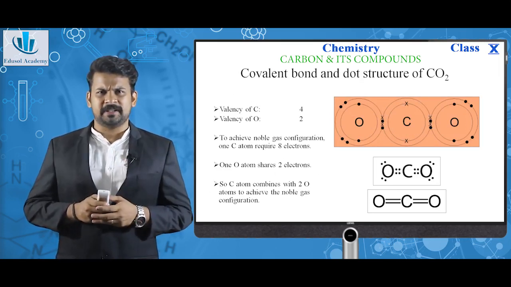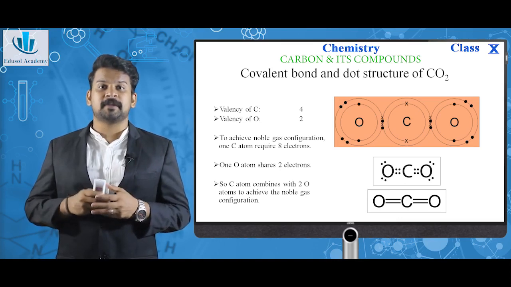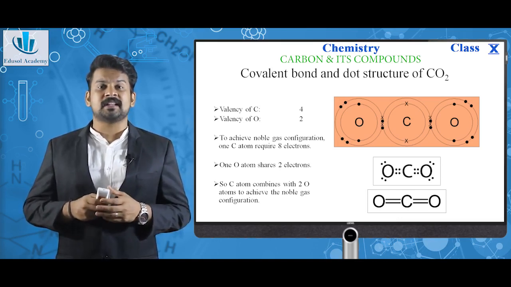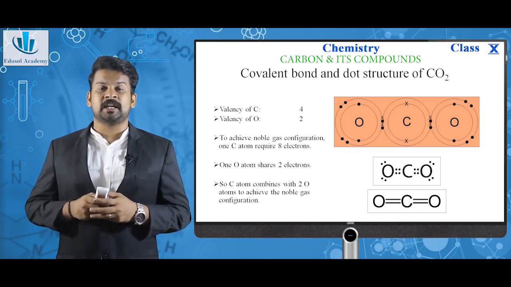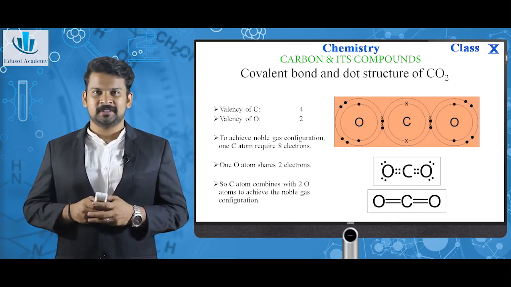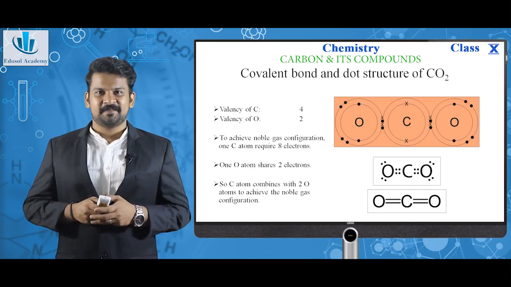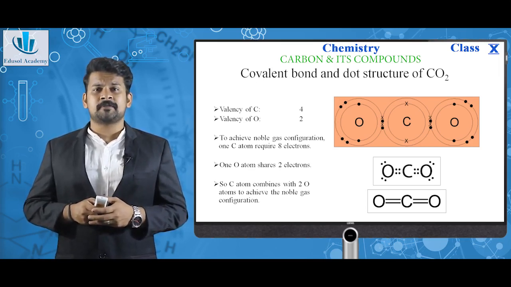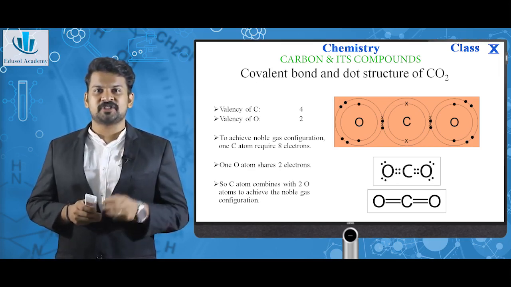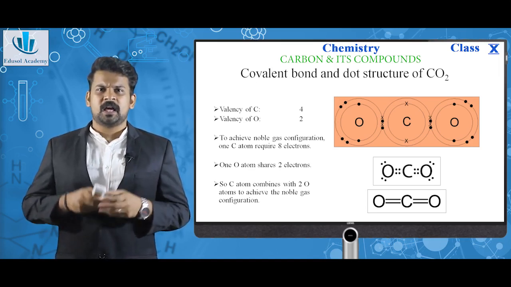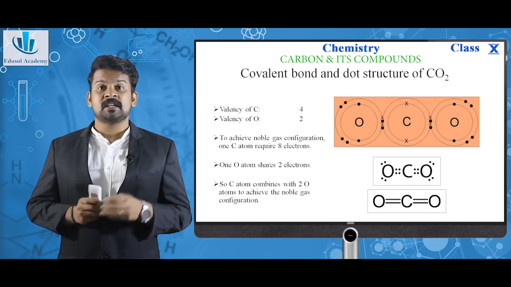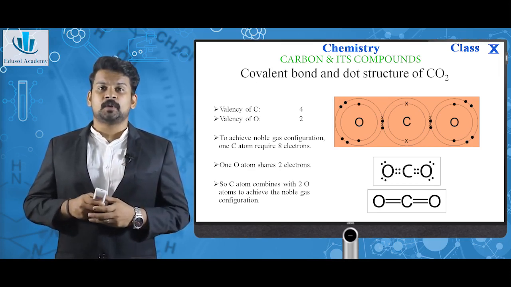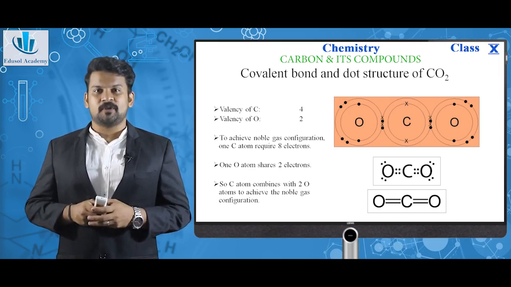Just keep in mind a small idea. If you know the formula of the compound and if you understood the concept of covalent bonding and sharing of electrons, you can easily draw the electron dot structure of that compound. Let's put that idea here. Here we know that valency of carbon is 4, valency of oxygen is 2. So one oxygen requires 2 more electrons to fulfill the noble gas configuration. One carbon requires 4 more electrons to fulfill the noble gas configuration.